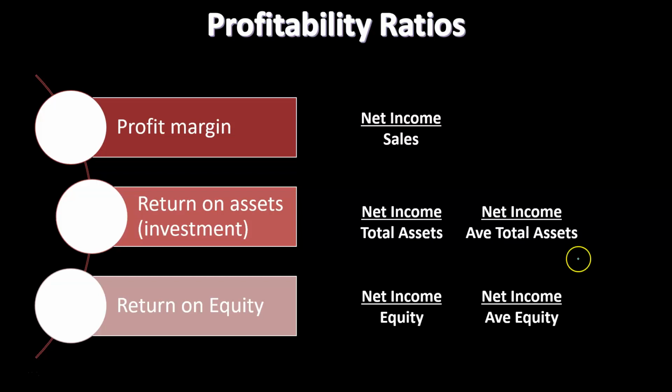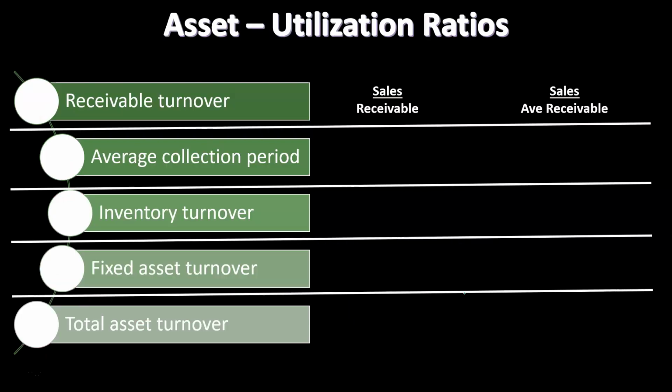Okay, we have the return on equity, which is the net income over equity. Once again, we have a balance sheet and an income statement account, so you might see it as net income divided by average equity. Then we have the asset utilization ratios. We have the receivable turnover, which can be sales divided by receivables. Once again, all of these are going to have an income statement number and a balance sheet number, so you might see it as sales divided by average receivables.